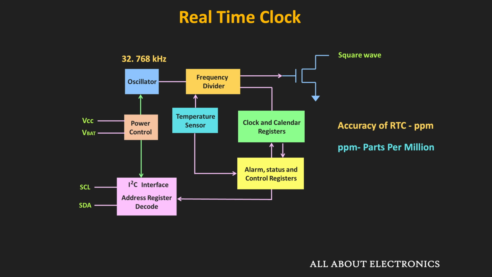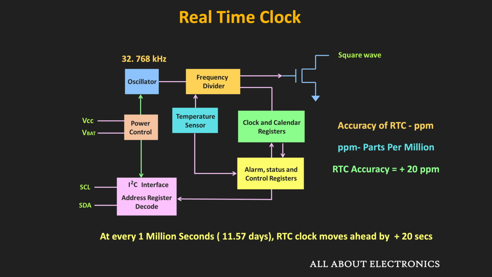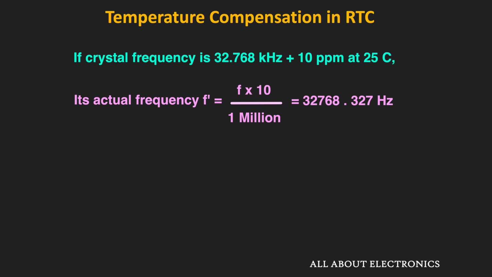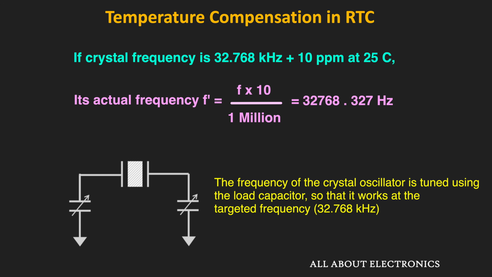is parts per million. That means if the accuracy of the RTC is plus 20 ppm, it means that every 1 million seconds, or roughly 11.57 days, the crystal or the RTC will move ahead by 20 seconds. Or in a year, it will move ahead by 10.5 minutes. So to reduce this timing offset during the fabrication, according to the accuracy of the quartz crystal at the given temperature, the frequency of the crystal oscillator is tuned using the load capacitors so that it provides the accurate frequency.